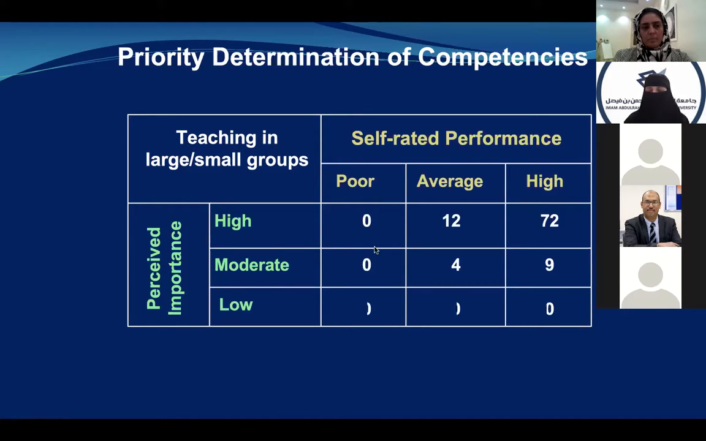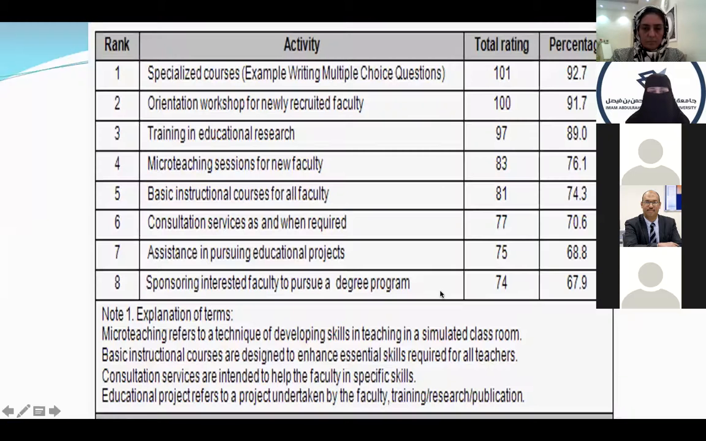And it was these four cells here that were the most important. So they were rank ordered from high poor, followed by high average, followed by moderate poor, followed by moderate average. So the end result of this study was a listing of topics from highest to lowest.